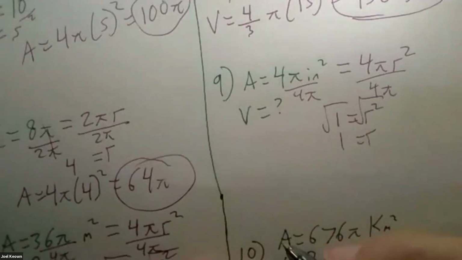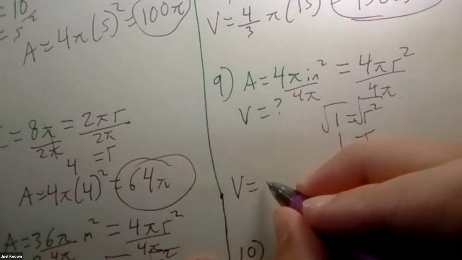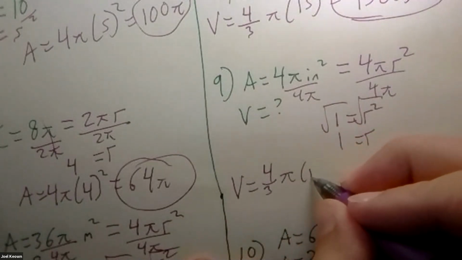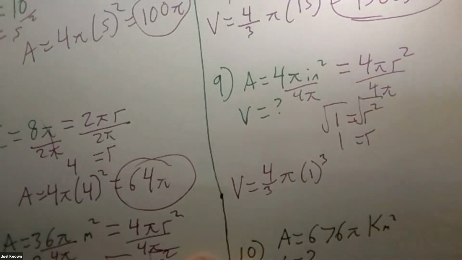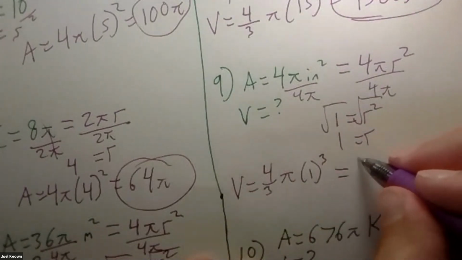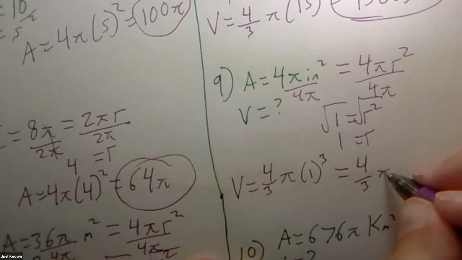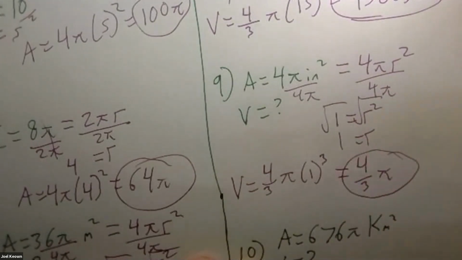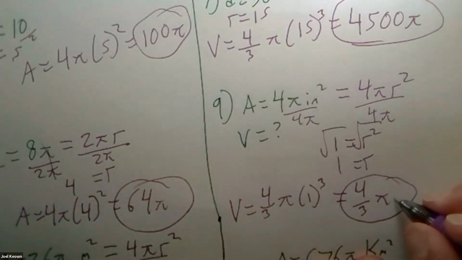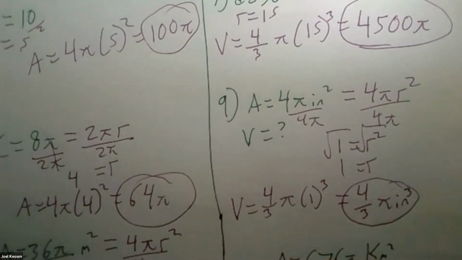Now I can plug in and say that my volume is 4/3 pi 1 cubed. Well, 1 cubed is just 1. 1 times 4/3 pi is just 4/3 pi. Oh, and I should have put that since my area is in inches squared, my volume is inches cubed.